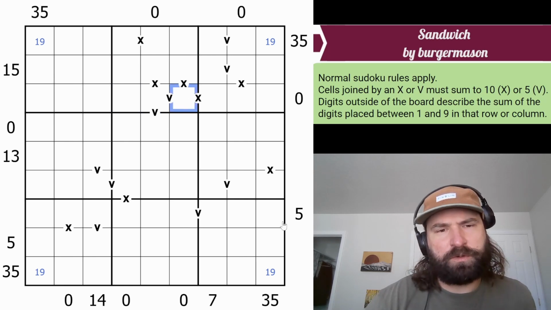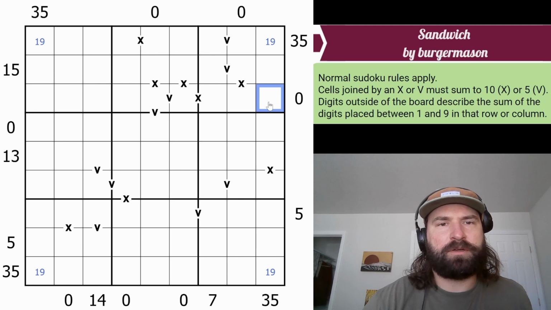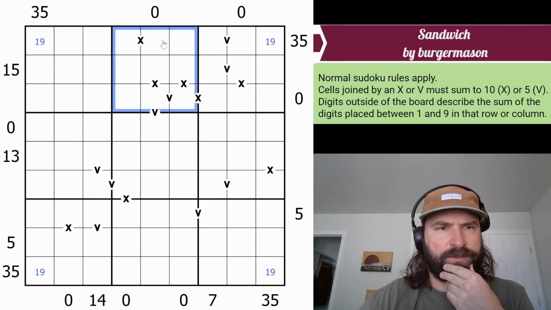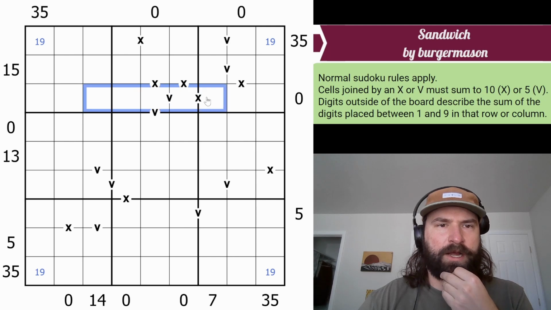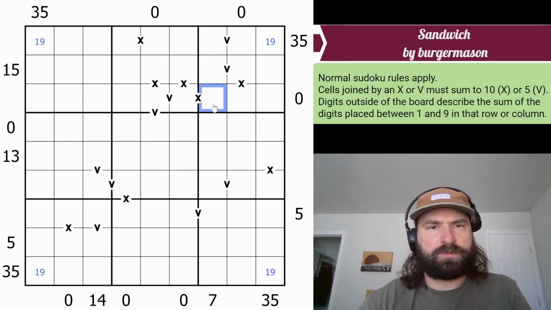Okay, the digits between 1 and 9 in this row add to 5, and there's a V right here. So does that tell me something? Oh, wait, no, the 0 is probably going to tell me something, right? Because I think 1 and 9 have to go in this box. I guess they don't. I guess 1 and 9 could go on this X, actually. Like, this could be whatever this isn't, and then this could be... But either 1 or 9 has to go in this box, because they can't both be in either one of these boxes, right?